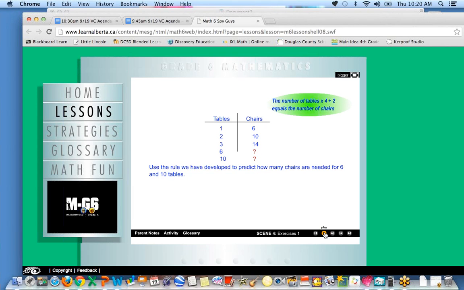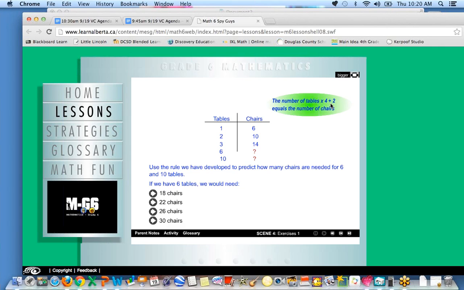Use the rule we have developed to predict how many chairs are needed for 6 and 10 tables. All right, so let's start with 6. So here's our rule. Number of tables, 6, times 4 plus 2. So 6 times 4 plus 2, type it into the chat.